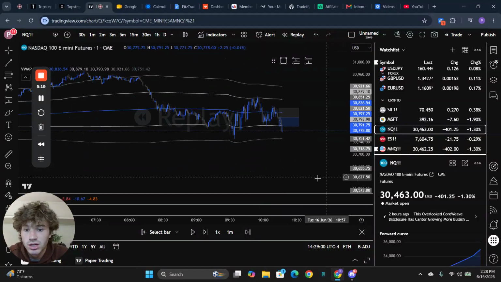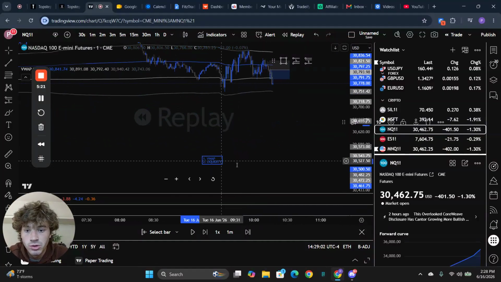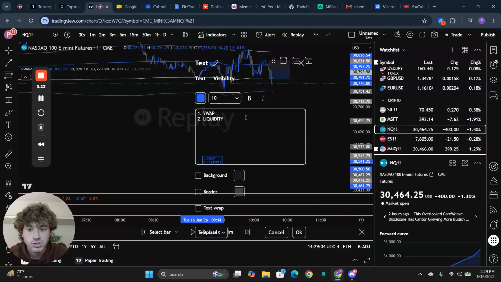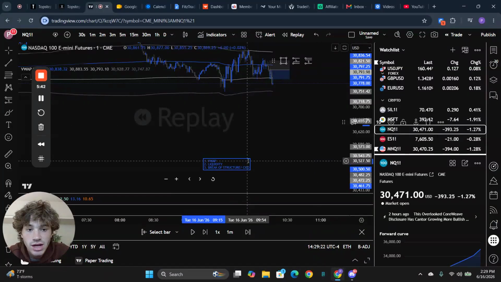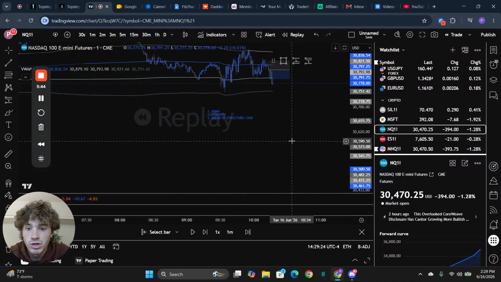So third will be, oh my gosh, this is so annoying. Probably because TradingView's been open. I don't even shut down my computer. Anyway, break of structure slash CISD. Okay, good enough. Boom. These are the confluences that you are using when trading.